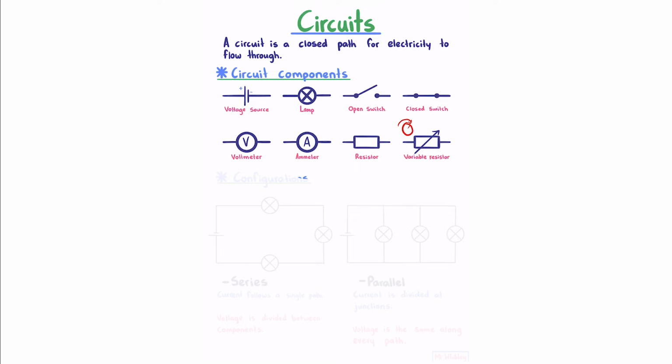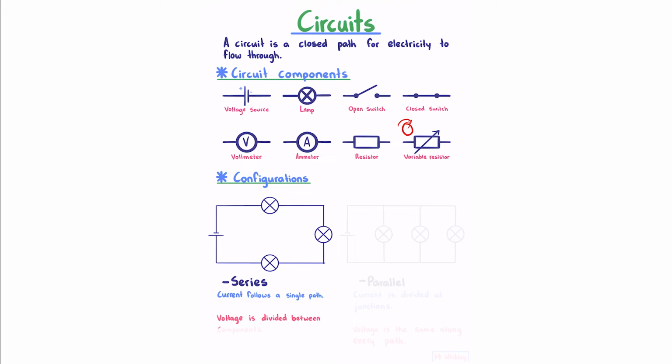We can connect circuit components in two types of configuration. A series configuration is where current follows a single path. In this case, voltage is divided between the components. So for example, if we had 12 volts, this 12 volts is going to be shared between the components. So we might have a 5 volt drop across these two bulbs and a 2 volt drop over this one. What's important is that these voltages will always add up to our 12.